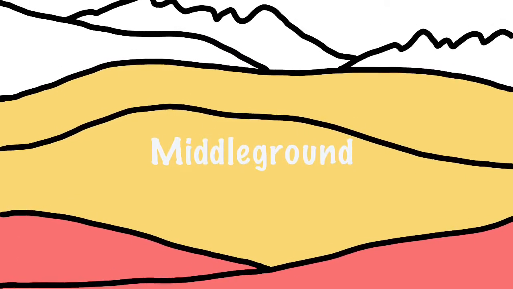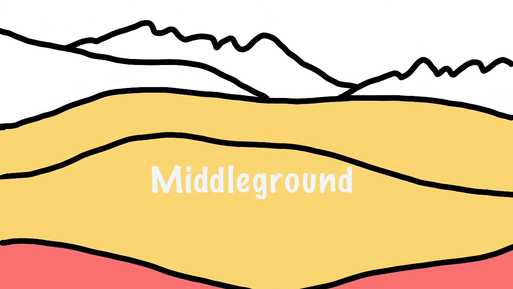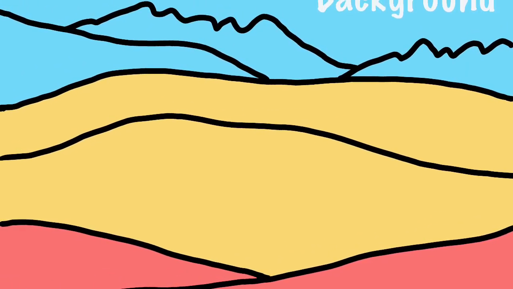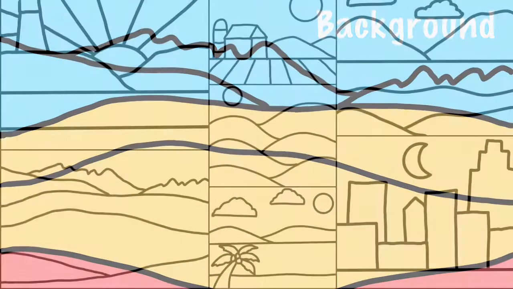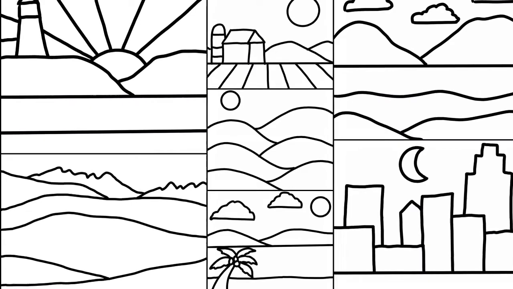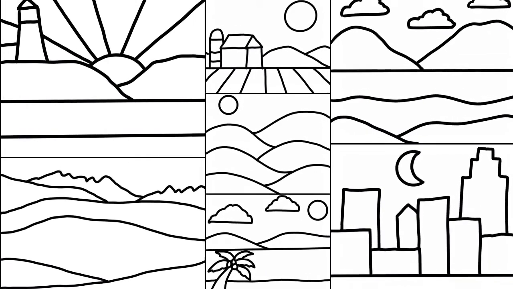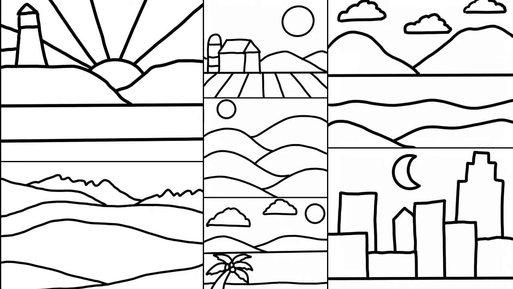You also need to make sure that you have a middle ground, which is the area that is between the foreground and the background in your picture. And finally, you need to make sure that you have something in the background of your picture. So in this one, for example, there are some distant mountains. So here are some other examples of landscapes that include the foreground, the middle ground, and the background. You can see there's a beach, a farm, a city, some mountains, and a couple that combine those things.